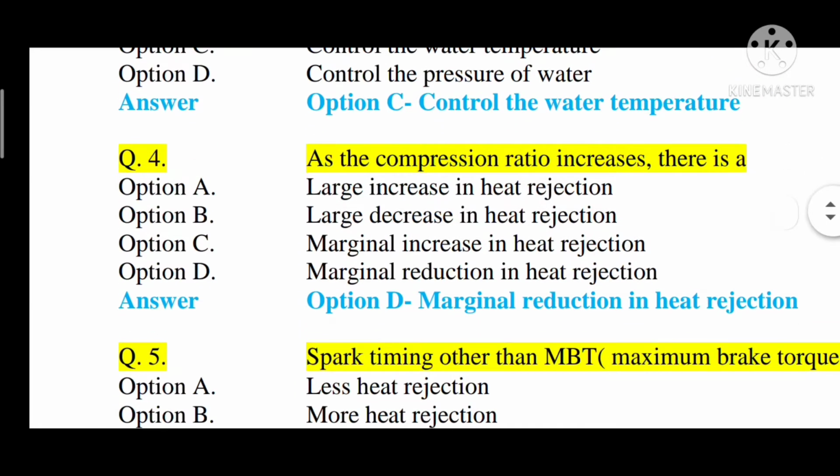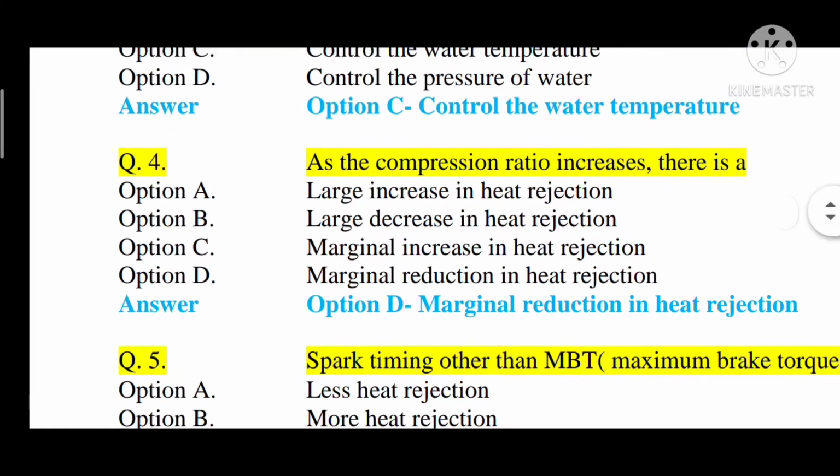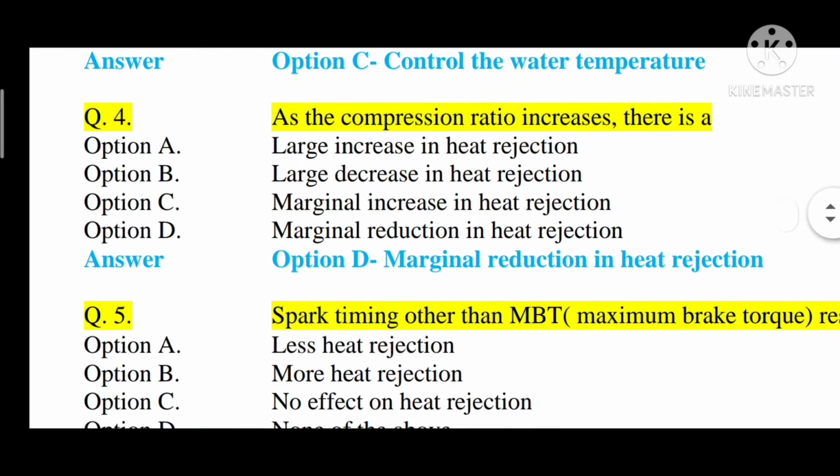Question number 4, as the compression ratio increases, there is a option A large increase in heat rejection, option B large decrease in heat rejection, option C marginal increase in heat rejection, option D marginal reduction in heat rejection. So correct answer is option D, that is marginal reduction in heat rejection. As the compression ratio increases, there is a marginal reduction in heat rejection.